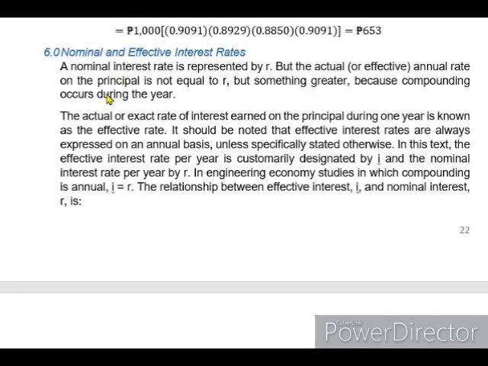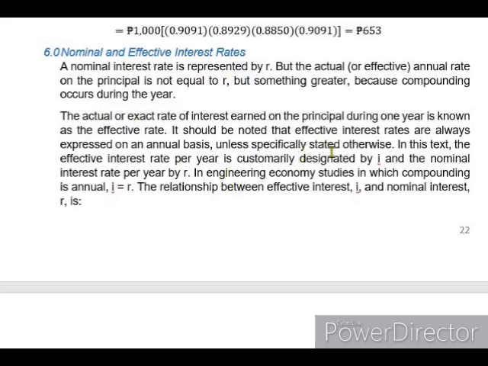So, 6.0, nominal and effective interest rate. A nominal interest rate is represented by small letter r. But the actual or effective annual rate on the principal is not equal to r. So, magkaiba sila. Magkaiba yung nominal interest rate sa actual. But something greater. So, mas malaki pa daw yung actual because compounding occurs during the year. Okay? So, the actual or exact rate of interest earned on the principal during 1 year is known as the effective rate. So, effective rate yung actual na yun, or exact rate.